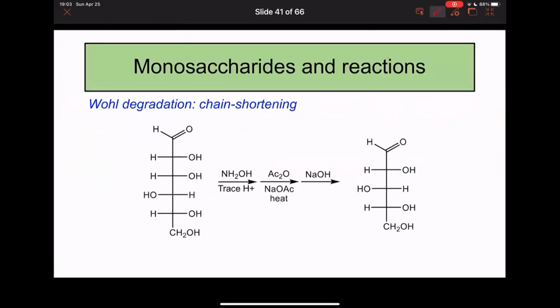Okay. So then the next reaction that you guys covered was the Wohl degradation. So this is chain shortening. And through this reaction, you're going to lose one of your carbons on the backbone. So the agents that you'll want to use are NH2OH with trace acid, and then Ac2O, with its component NaOAc and heat, and then base at the end.